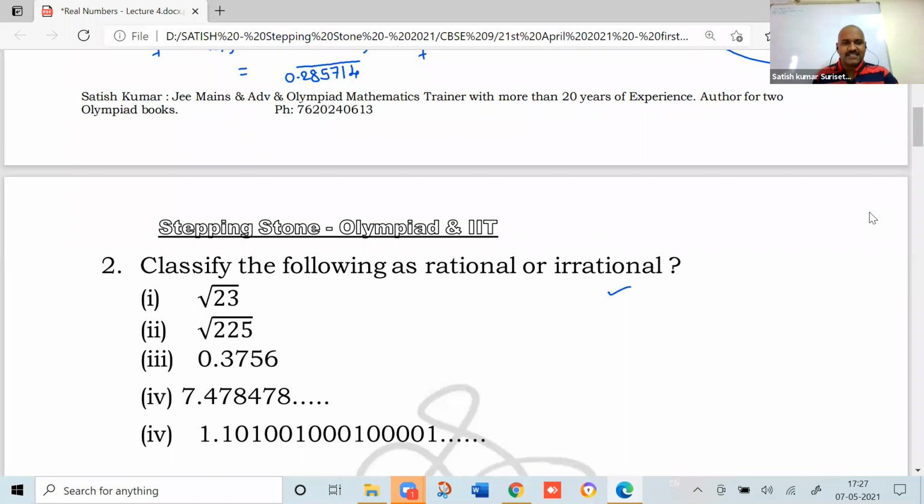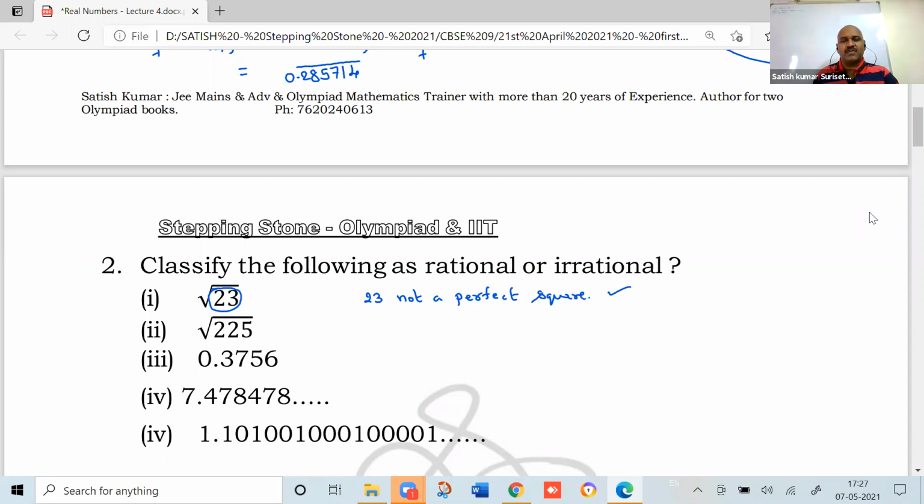Observe the radicand 23. Is it a perfect square or not? It's not a perfect square. Because it is not a perfect square, it is irrational. If it is a perfect square, then the root gets eliminated and it becomes rational. So because 23 is not a perfect square, it is irrational.